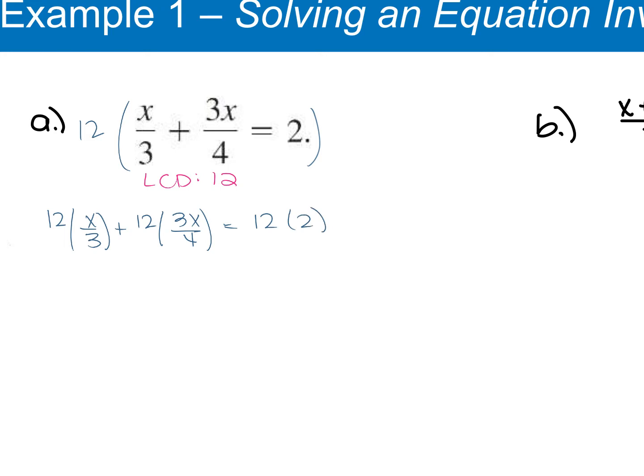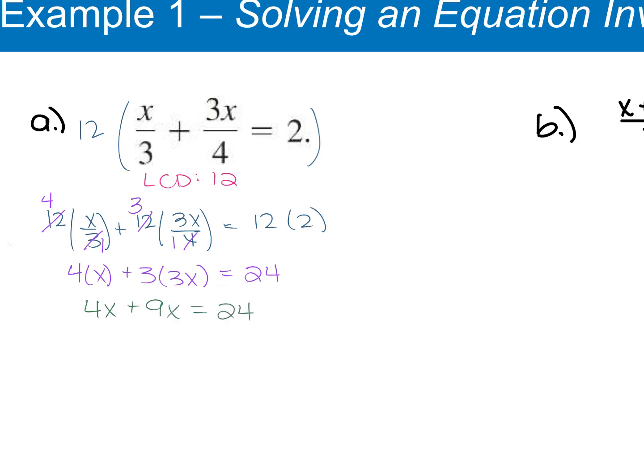So from here, we're just going to simplify and multiply. The 12 times x over 3, 3 goes into 12 4 times, so that's just 4 times x. The 12 times 3x over 4, the 4 is going to become a 1, the 12 becomes a 3, so that's 3 times 3x. And then the 12 times 2 is 24. So from here, you multiply. The 4 times x is 4x. The 3 times 3x is 9x.